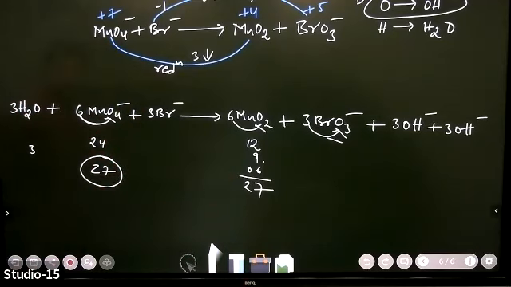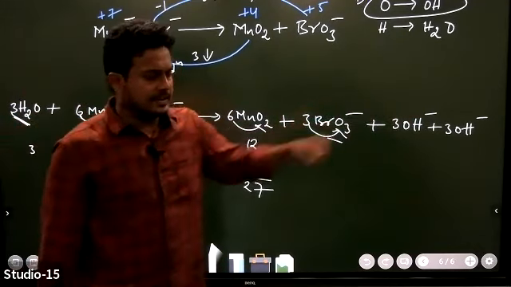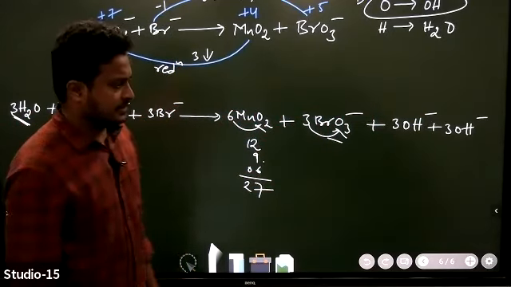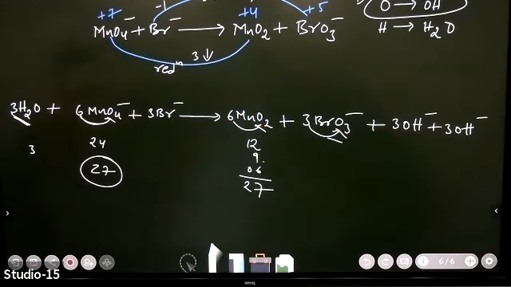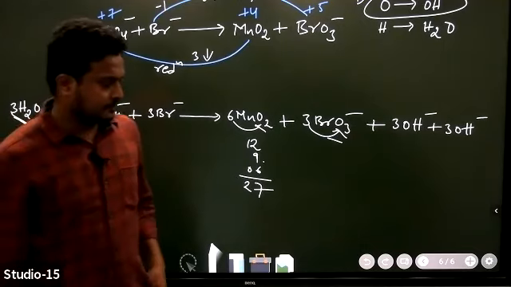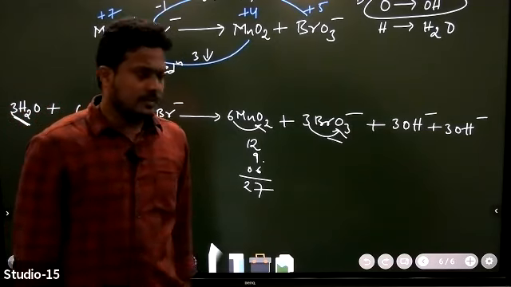Now what about hydrogens? How many hydrogens are there on the left hand side? 6 hydrogens. What about the right hand side? 6 hydrogens. So all are balanced, right? Does anyone have a doubt up to here? No doubt, sir. Okay.